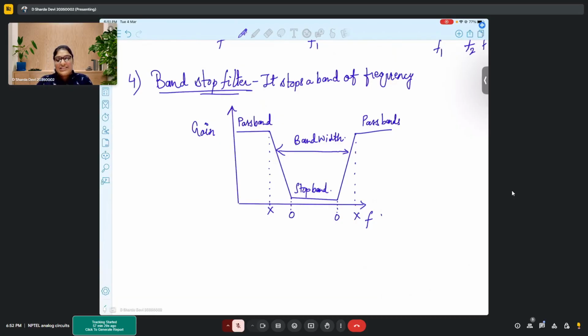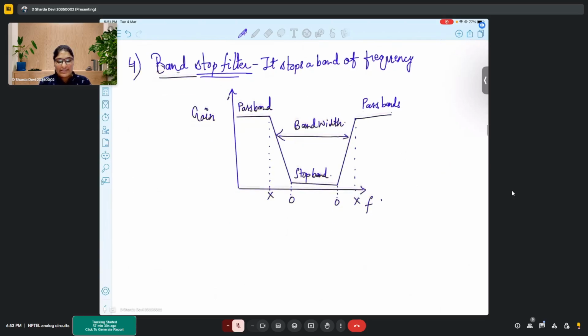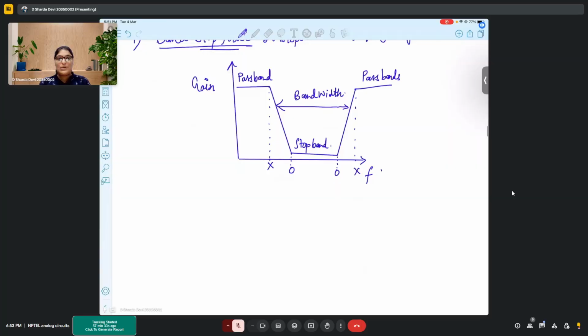Now, my question is, if I want to design this band stop filter, how would I design it using similar low pass and high pass filters? How would you design this band stop filter? Anyone? Madam, low pass cutoff frequency should be higher. Okay, so I'll use one low pass filter with say FL greater than FH. That is what you're saying.